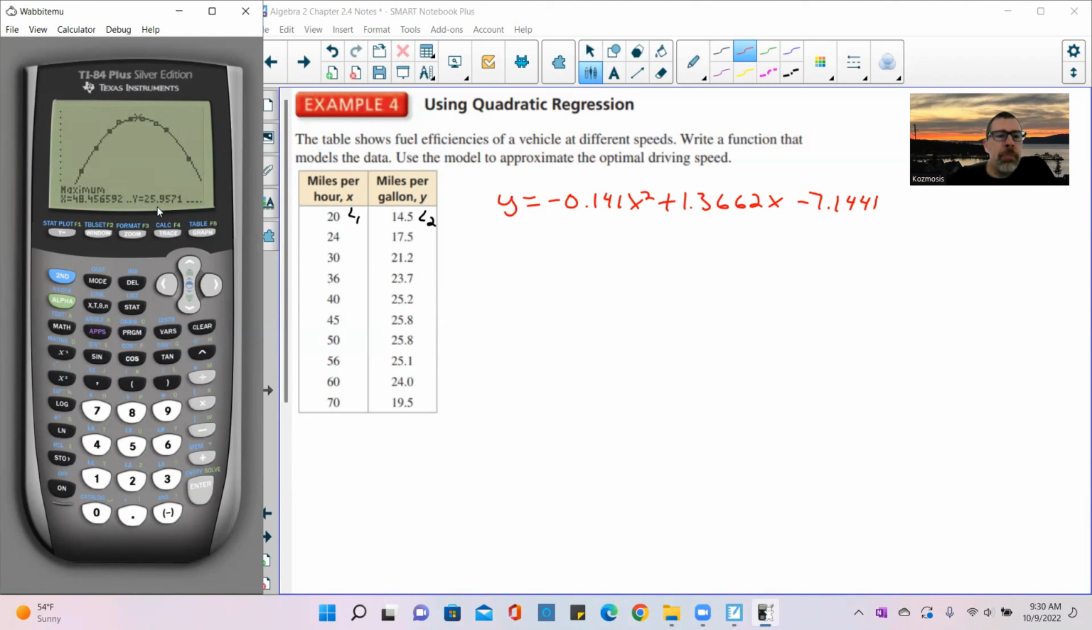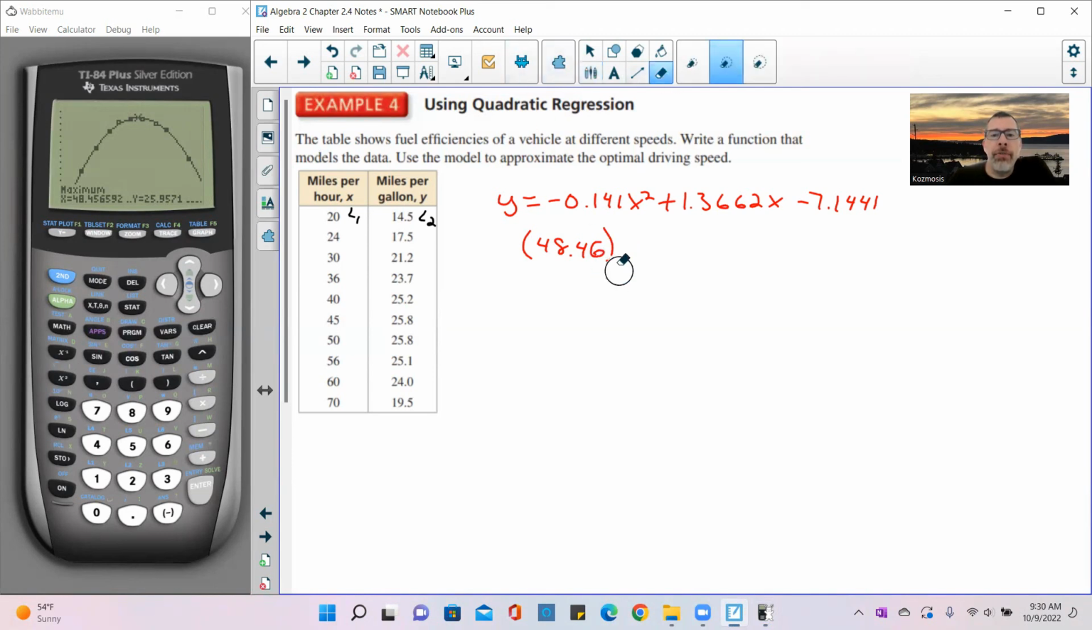My maximum, I'm going to write it as an ordered pair. I got an X to be 48.46. I'll round to 2 decimal places. Okay, so that's my X value. And my Y value came out to be 25.96.